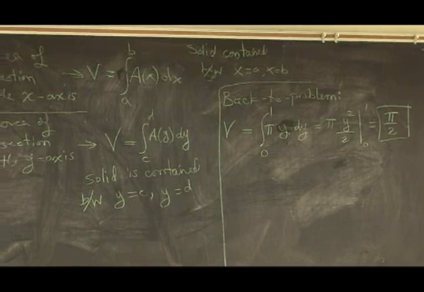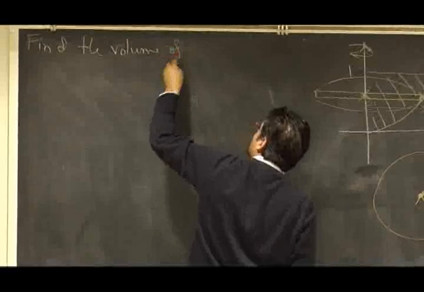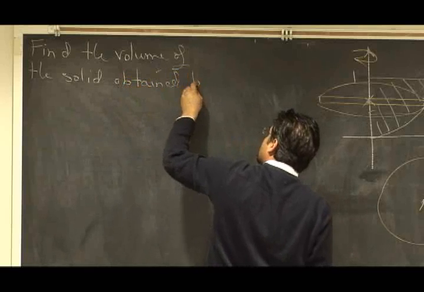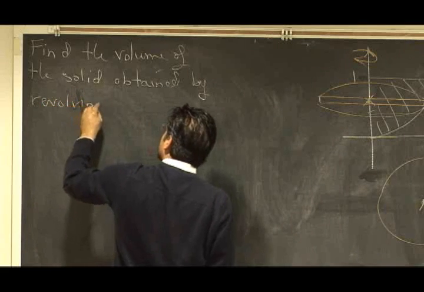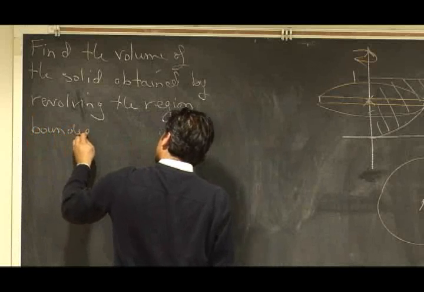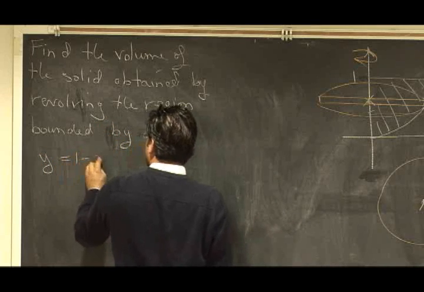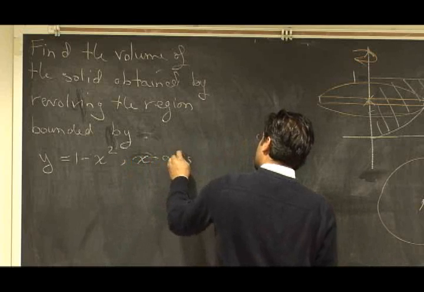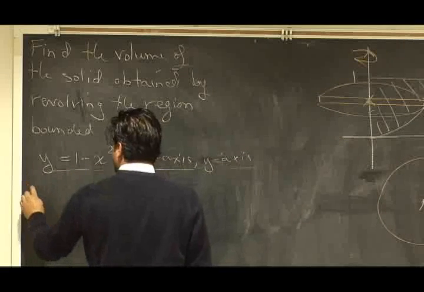Find the volume of the solid obtained by revolving the region bounded by y equals 1 minus x squared, the x-axis and y-axis. Okay, these are the boundaries about the y-axis.